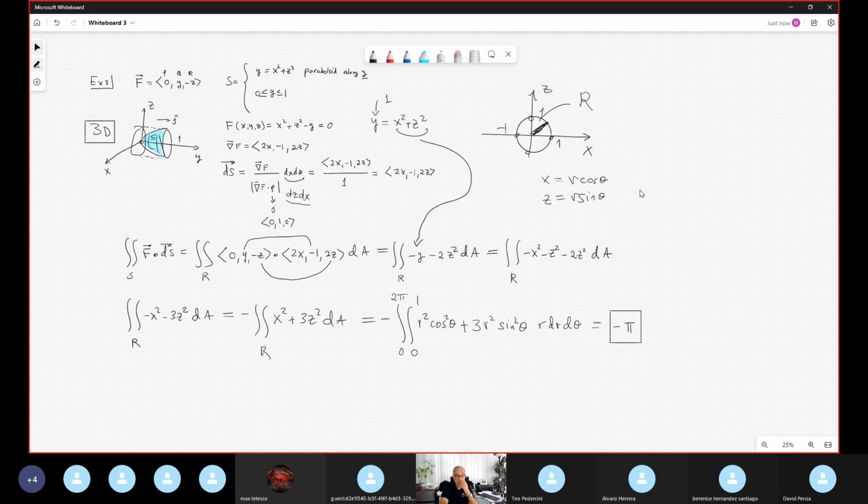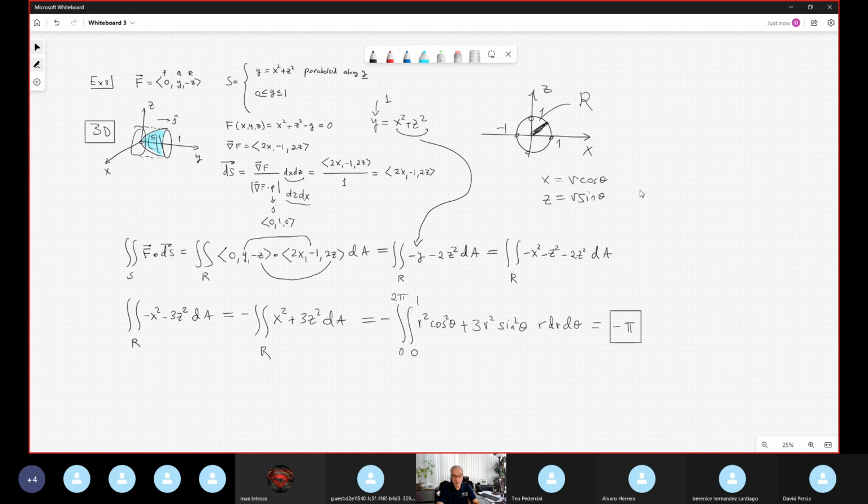Ending in one double integral. In this case, it was convenient projecting onto the XZ plane. Okay, cool. And finally, we end in polar. It's logical because the region R is the circle, no? Okay.